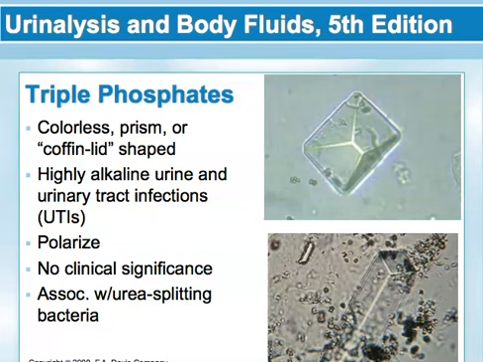Your triple phosphates are known to have a characteristic, what they refer to as coffin lid shape, and as they disintegrate, they may become feathered at the edges. They're birefringent under polarized light. Even though they have no clinical significance themselves, they are often seen in highly alkaline urines associated with the presence of urea splitting bacteria.